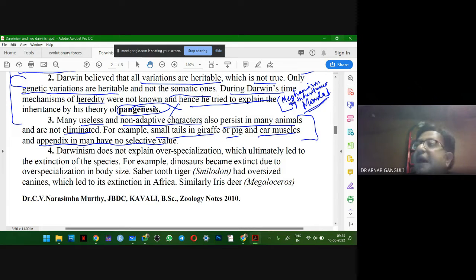They don't need it for balancing or hanging in trees. Monkeys need the tail for hanging in trees, for balance. They don't need it. But why is it there? Actually, you can't say it has got no selective value. This is where Darwinism differs.